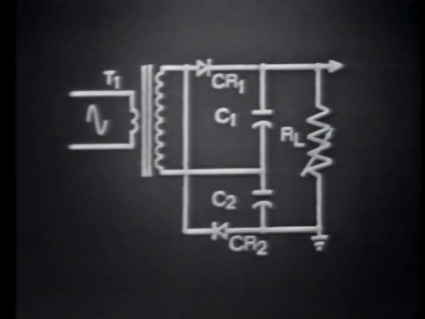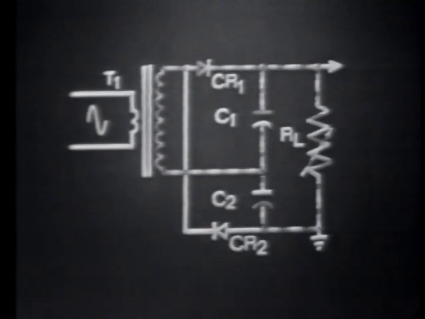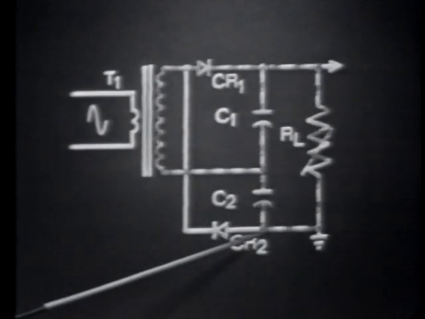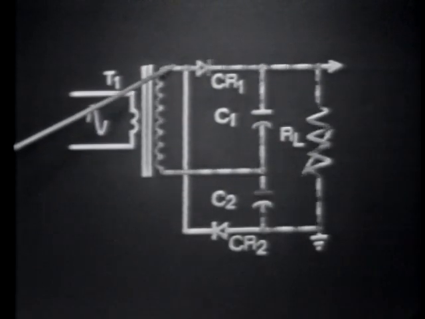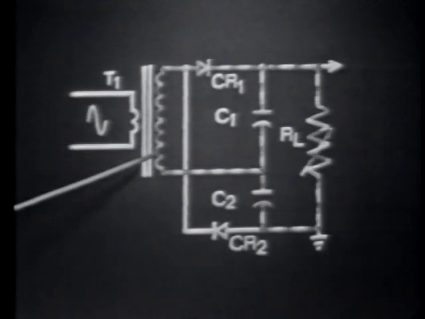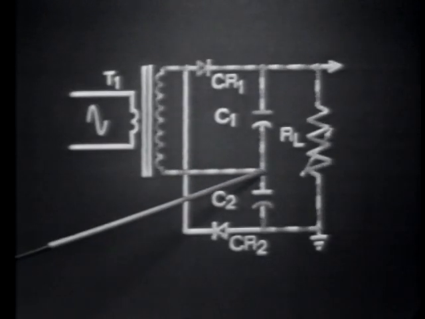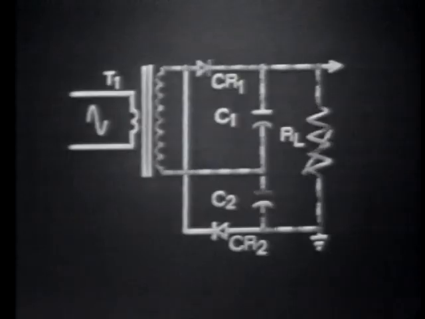Just as C1 discharges during the conduction time of CR2, C2 will discharge during the conduction time of CR1. Its discharge path is down, up through the load, across, up through the now conducting diode CR1 and the transformer secondary, then back to the positive side of C2. Now we should note at this time that C1 and C2 not only discharge through the paths just shown, but they also discharge through one another. And of course, this is true of any series capacitance network.